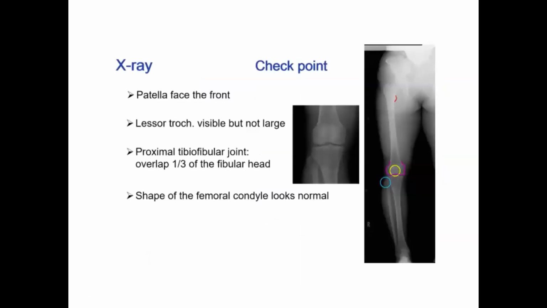In the X-ray, what are the checkpoints you have to see? The patella should face front. The yellow mark shows the patella facing front, and the lesser trochanter should be visible but should not be larger. The red mark shows the lesser trochanter, the proximal tibiofemoral joint should overlap, and one-third of the fibula should be visible. That is the blue circle line we are marking on the X-ray, and the shape of the condyle looks normal. Femoral condyle looks normal.